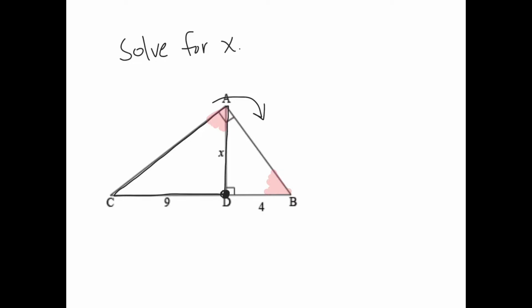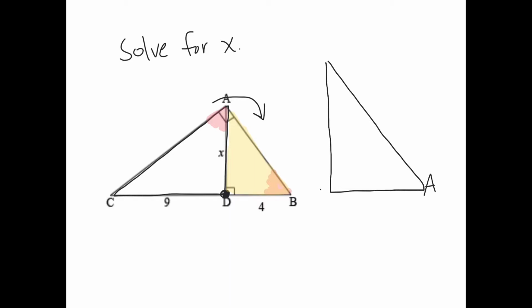So what I'm going to do is highlight this. My goal is to get the medium triangle to look like this one, the smaller triangle. And then I'm going to set up my proportion. The reason that I'm doing this is because it's so important for us to see which sides are corresponding.